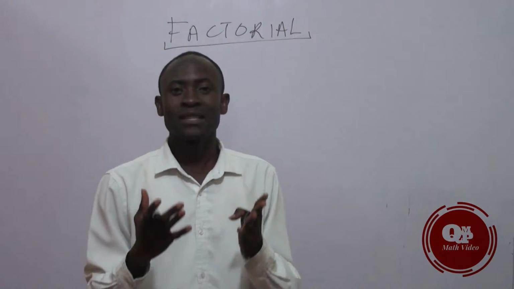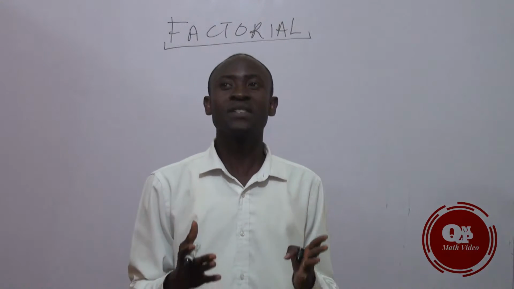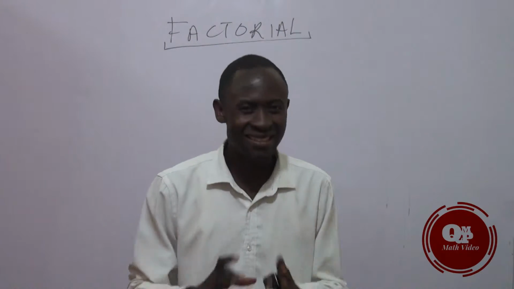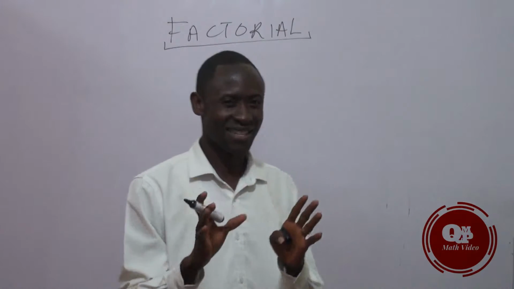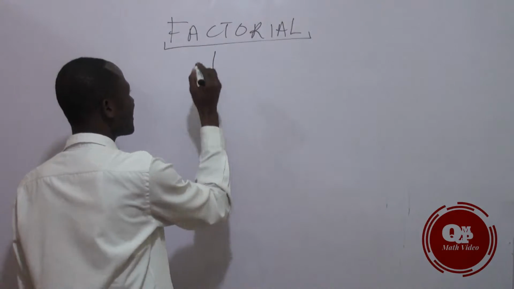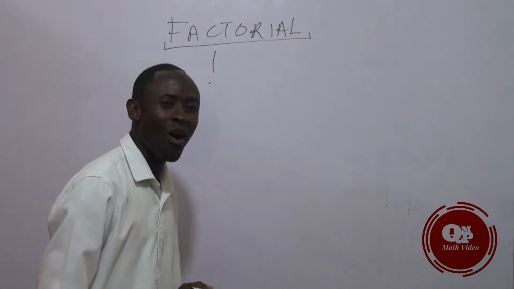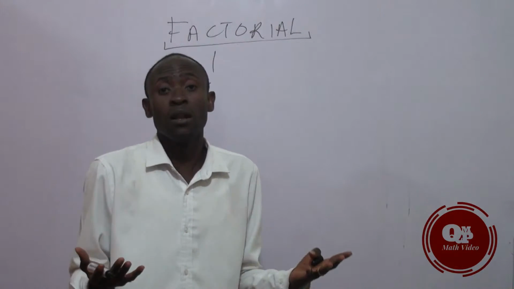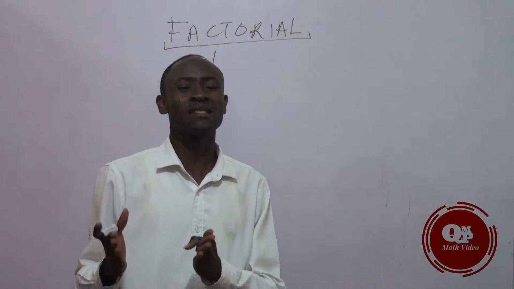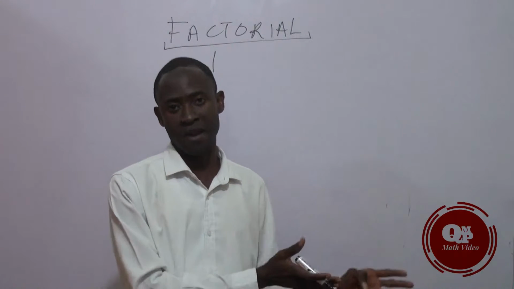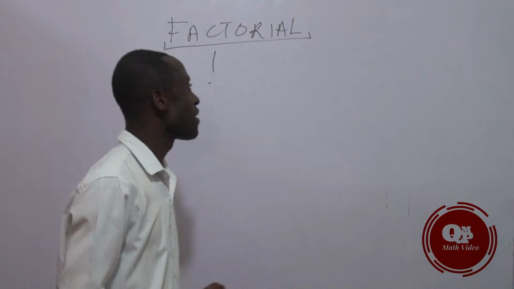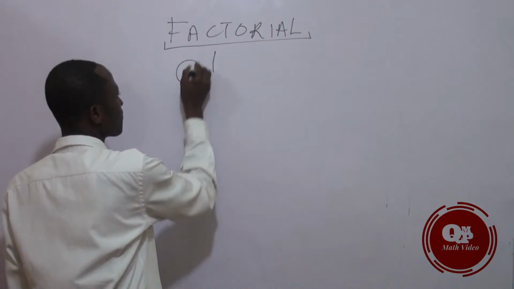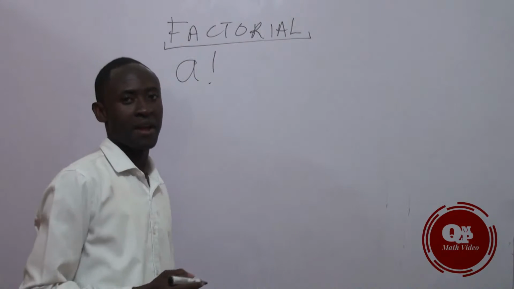Factorial is a mathematical symbol that we use in mathematics. How does the symbol look like? Watch out. This is the symbol of factorial. And we do not use the symbol alone. Normally we attach the symbol to a variable. For example, I may write this as a factorial.